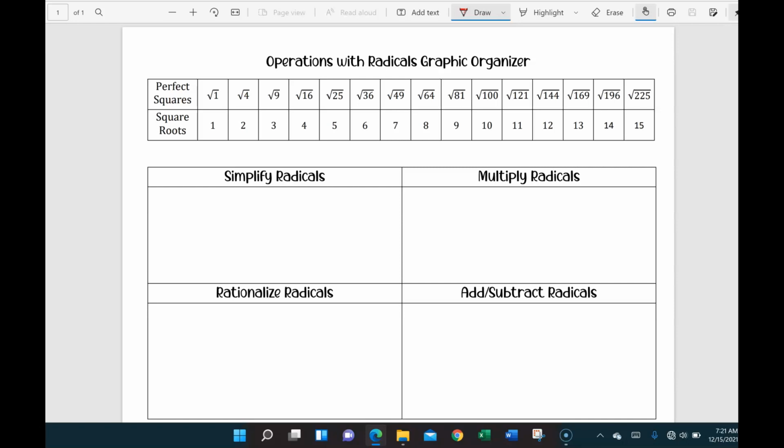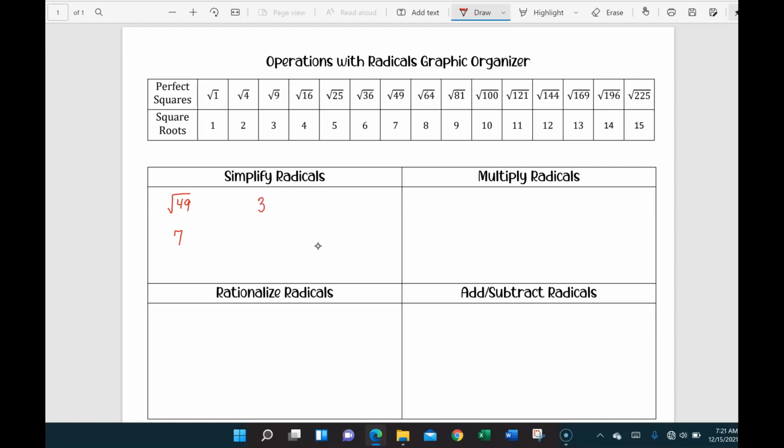So we'll do about 2 or 3 examples per either simplifying or operation. Let's start with the square root of 49. Since 49 is a perfect square, and we can see up above that the square root of 49 is just 7, we can simplify the square root of 49, and it's just a regular 7, not square root 7.